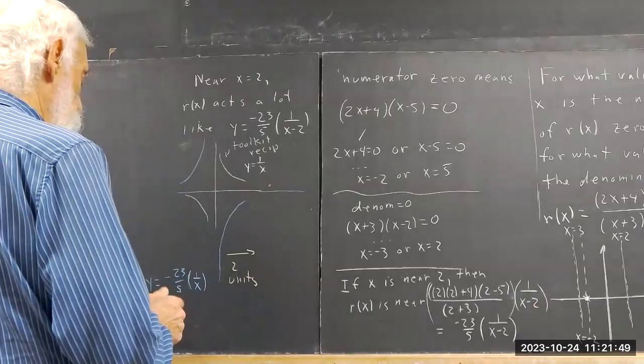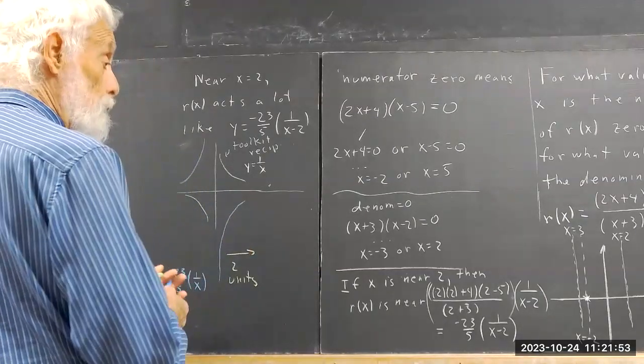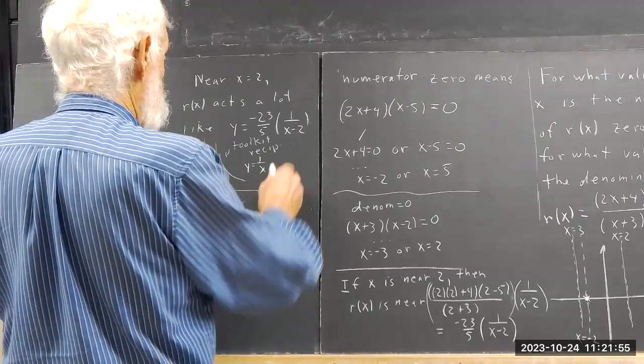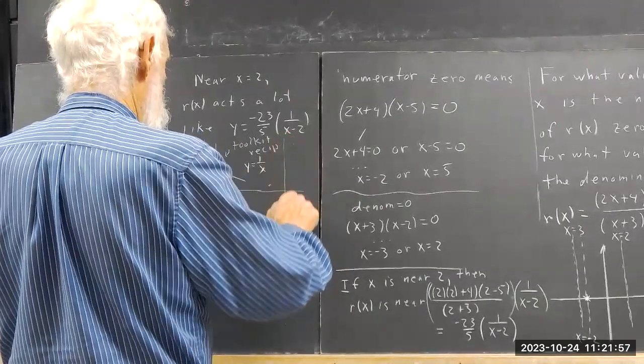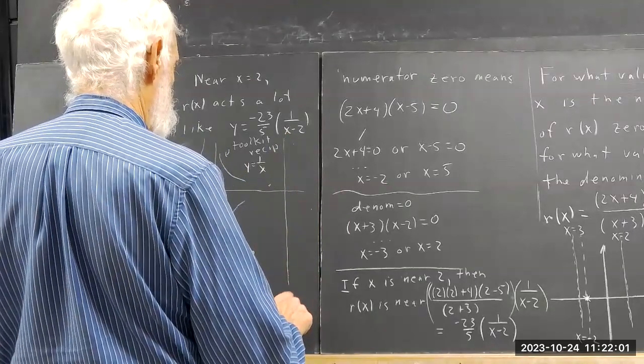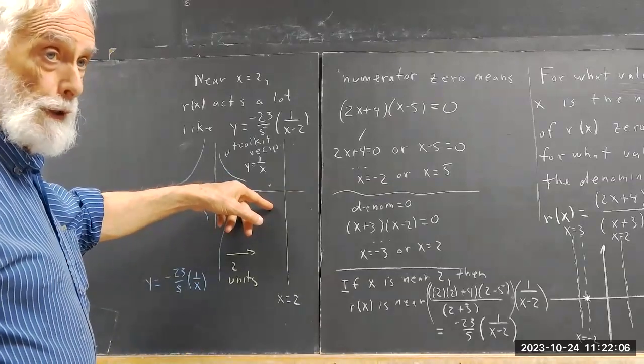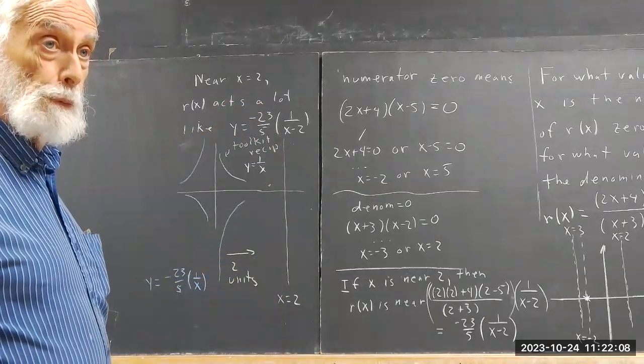I'll just kind of indicate it here. This means that our y-axis will shift 2 units to the right. So we'll just put the new y-axis like here. Okay, so this is now the line x equals 2. If we shift the y-axis 2 units to the right, you get the vertical line x equals 2.